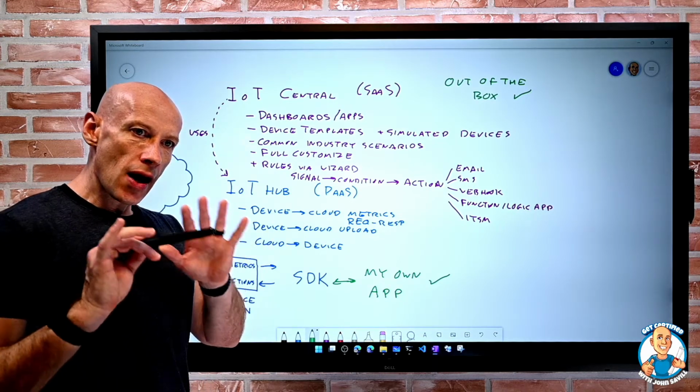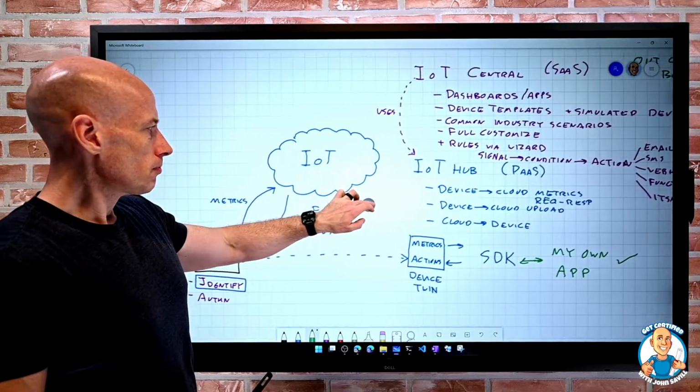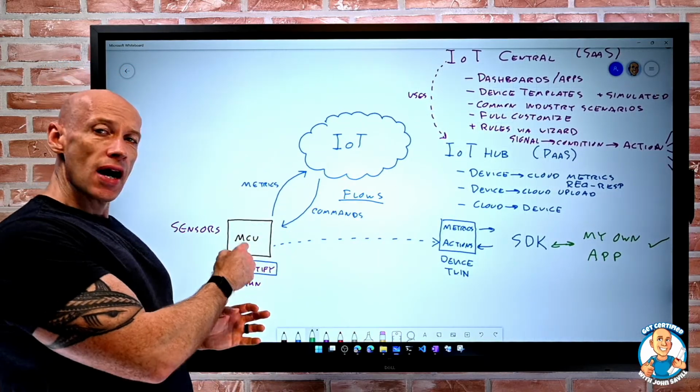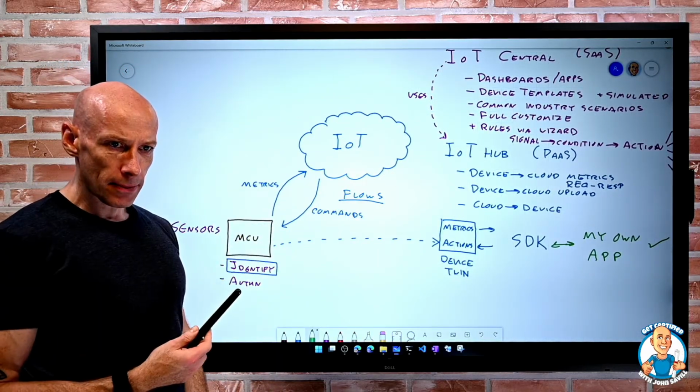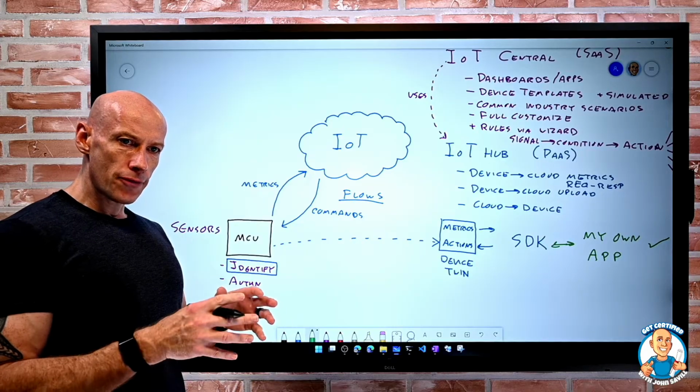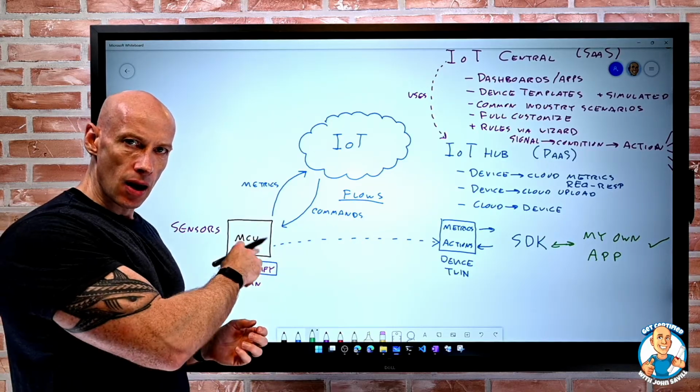Now, I talked about at the start, well, there's this idea of how you have this microcontroller unit. Well, there's a certain element of trust and security in the hardware.